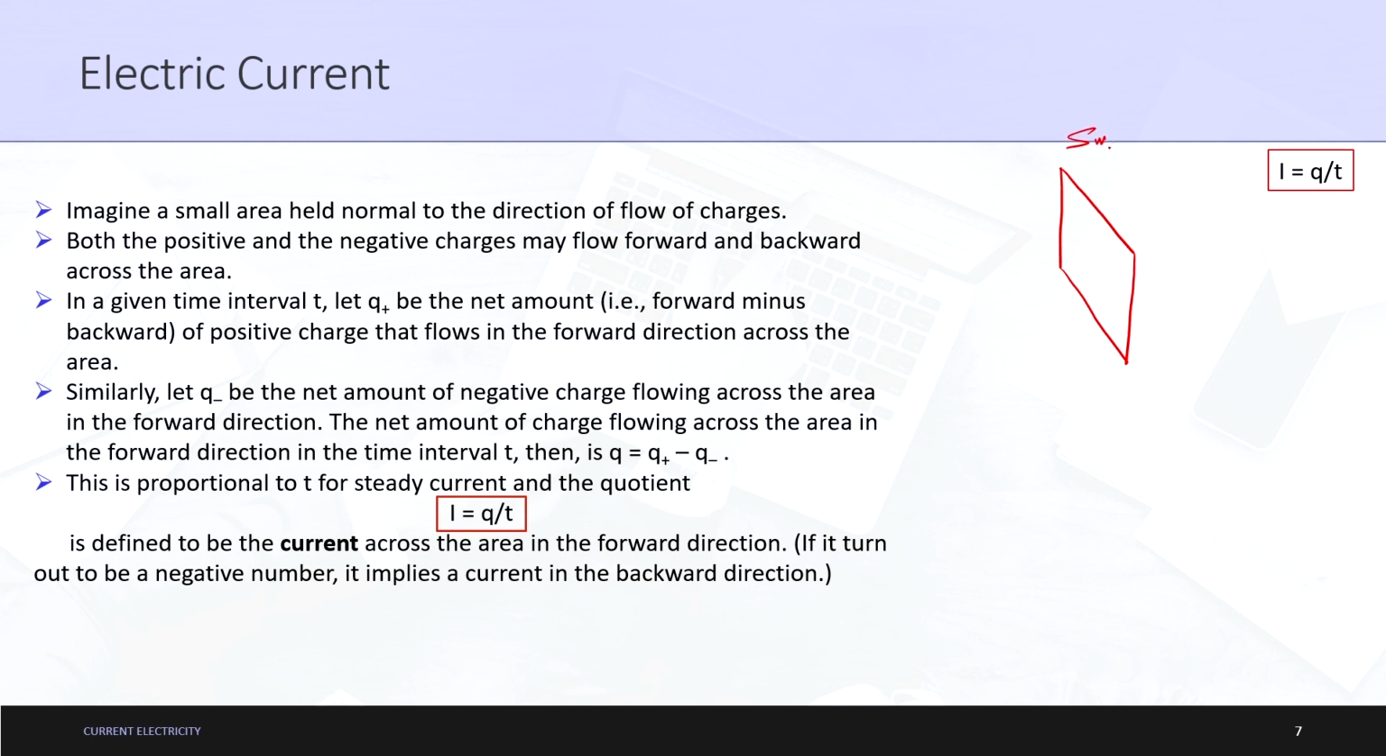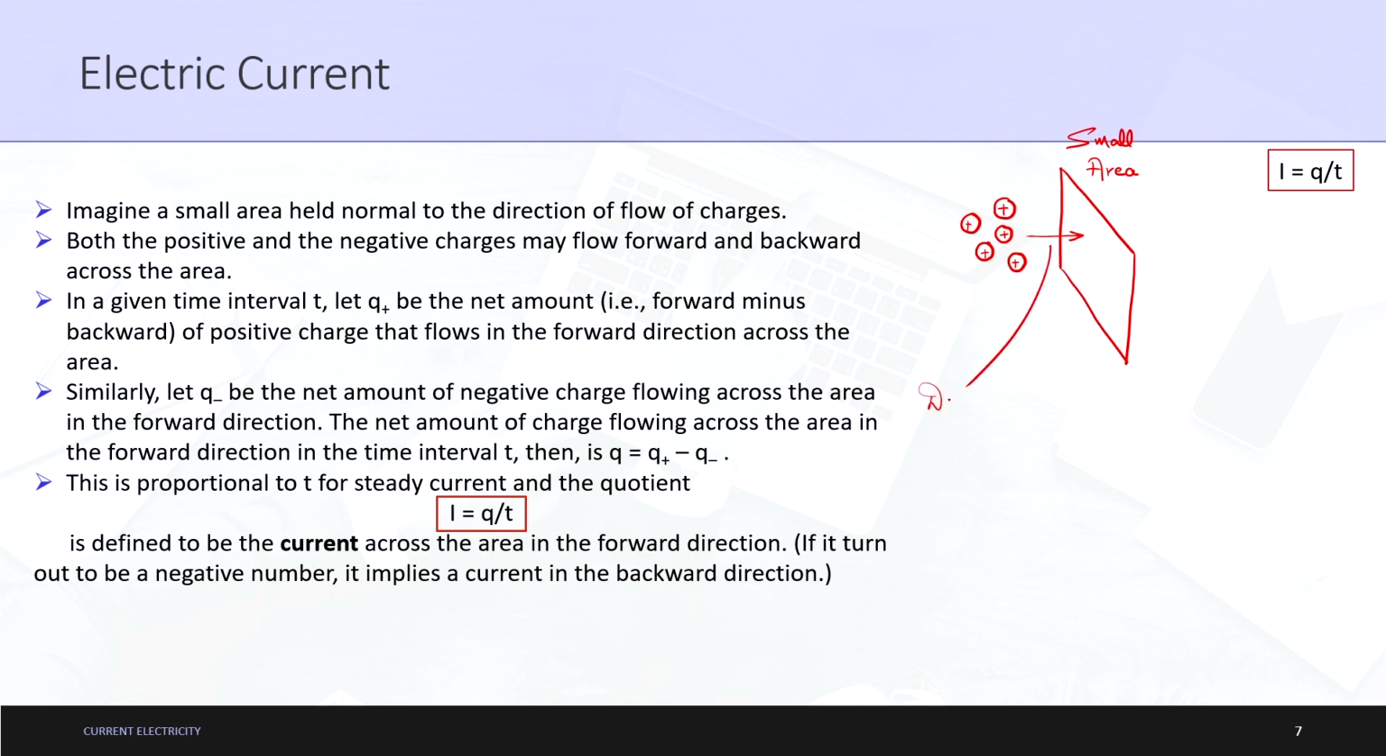Let me write here, this is the small area, held normal to the direction of flow of charges. That means, let us suppose these are the charges. I am assuming charges as small spheres here. Let us suppose these all have positive charges for now. Okay. So, the first line says that imagine a small area held normal to the direction of flow of charges. Let us say this is the direction of flow of charges.